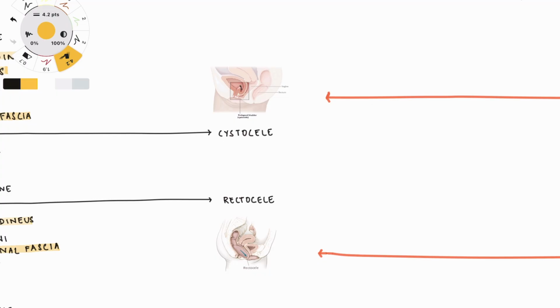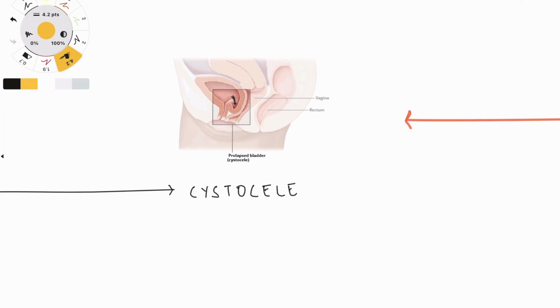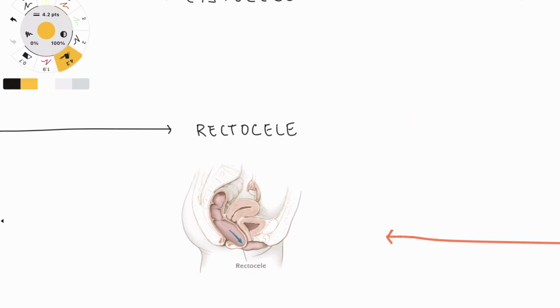If the level 2 supports are damaged, the consequences which we can expect is the cystocele, which is due to the descent of bladder, and rectocele, which is due to the descent of rectum.